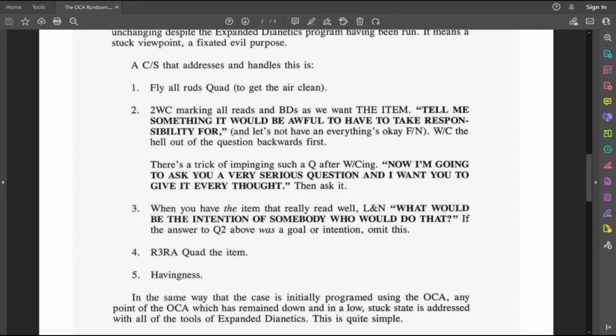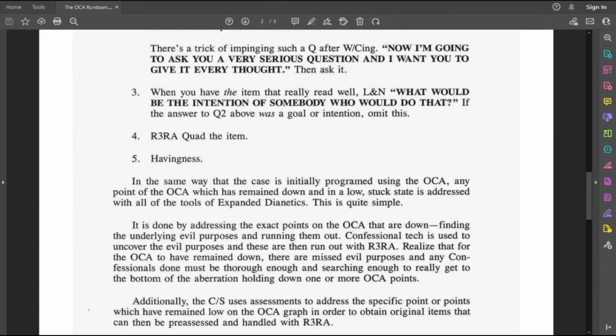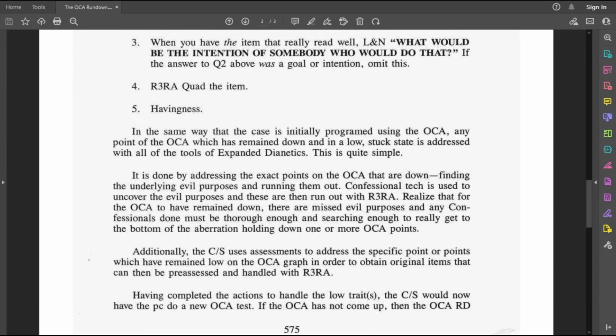If the answer to question 2 above was a goal or intention, omit this. R3, RA quad the item, and then do a havingness process. In the same way that the case is initially programmed using the OCA, any point of the OCA which has remained down and in a low, stuck state is addressed with all of the tools of Expanded Dianetics.